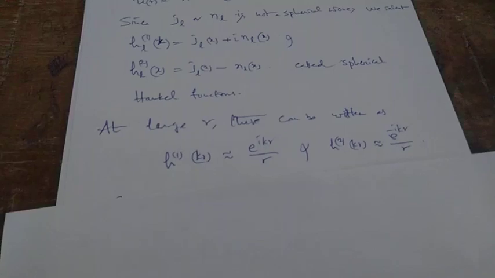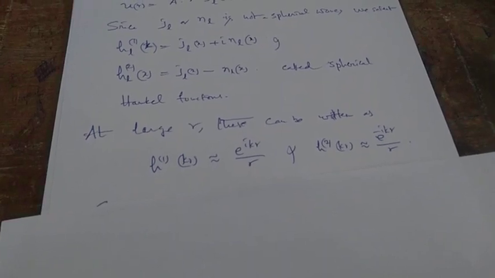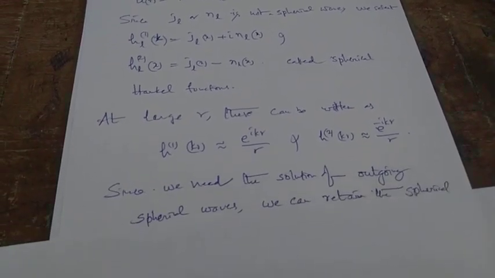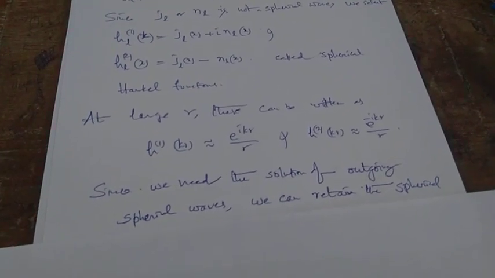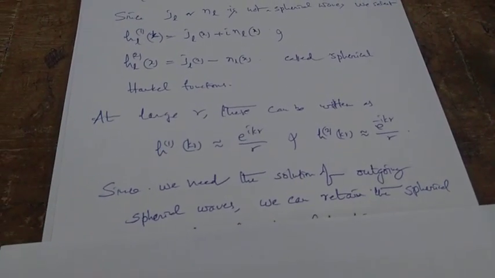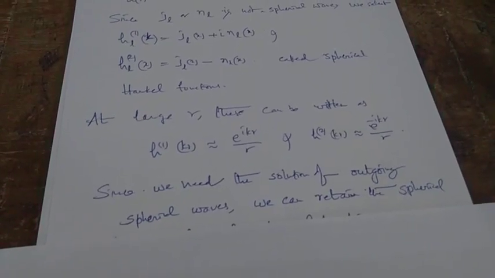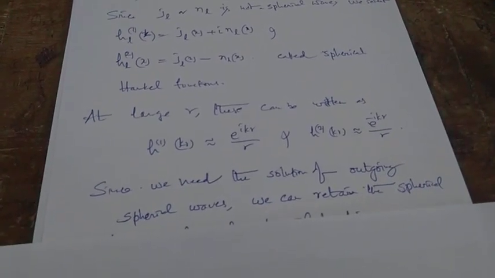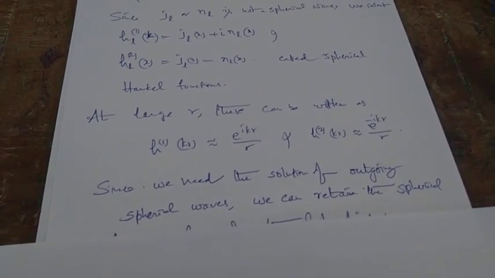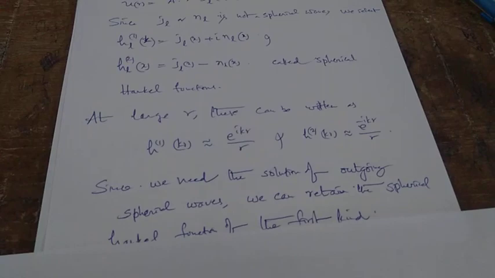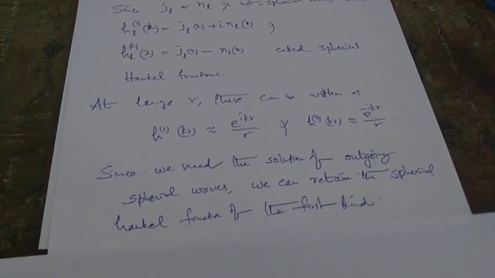But at large values of r, these functions can be written, I mean the h1(kr) can be written as e to the power ikr divided by r, and h2(kr) can be written as e to the power minus ikr by r. So since we need a solution of outgoing spherical waves, that means the physically meaningful solution comes from h1(kr) but not from h2(kr). So we retain only the h1(kr) terms in our solution and we ignore the h2(kr) terms.